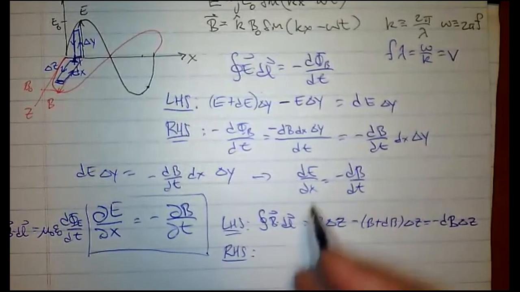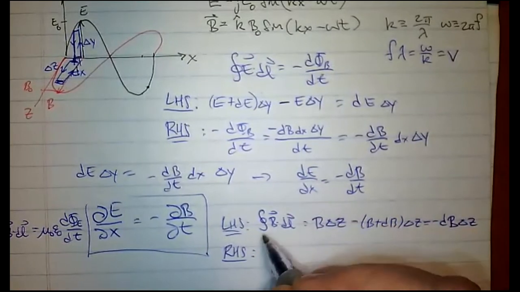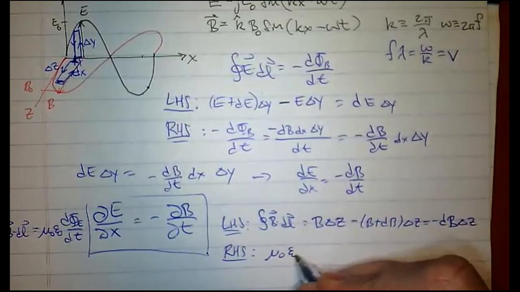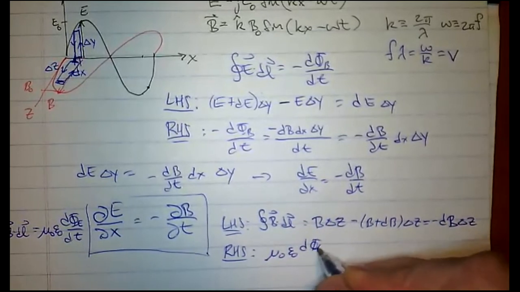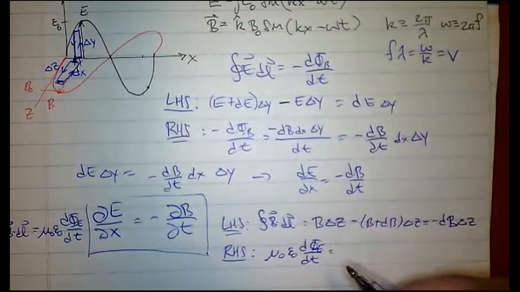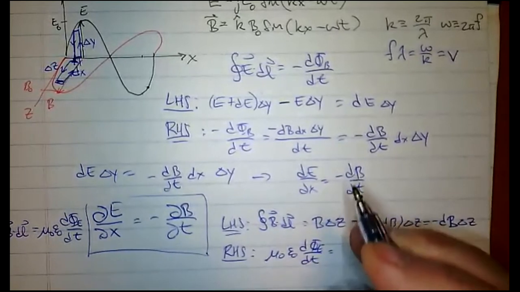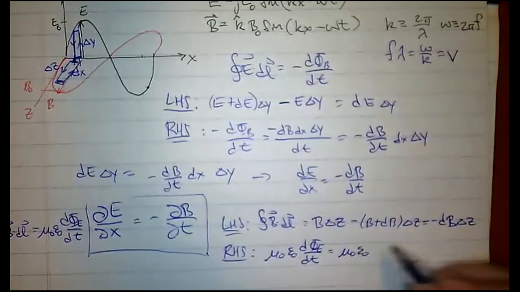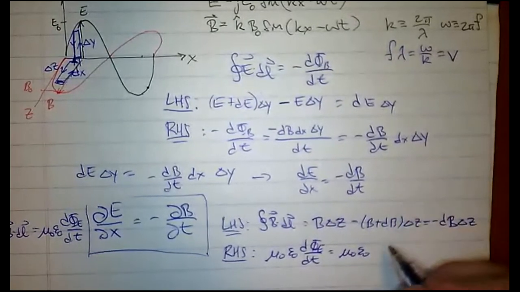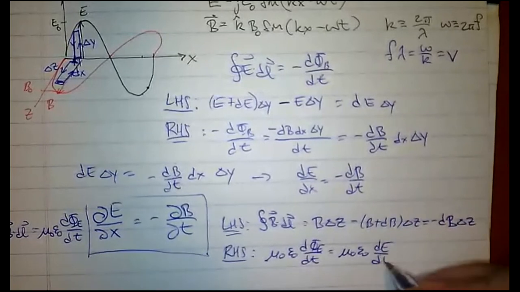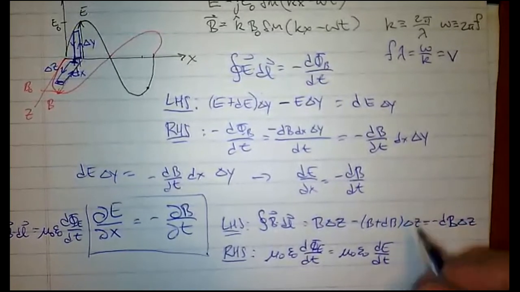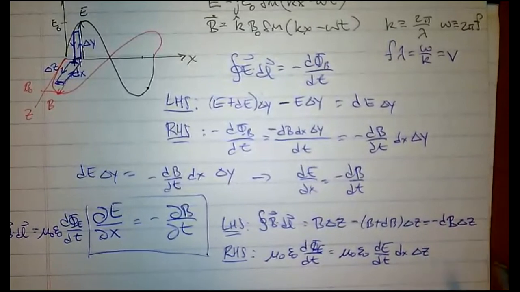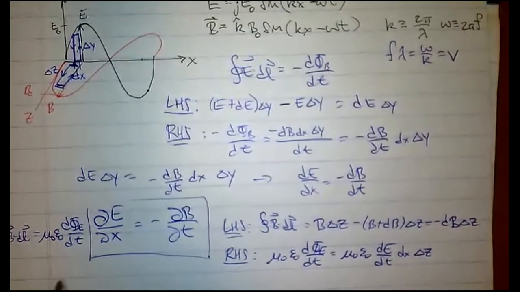So for this right-hand side, you can check it for yourself if you like. It's pretty straightforward. I'm just going to get mu 0 epsilon 0 d phi E over dt, which you can see is mu 0 epsilon 0, and then we're going to have dE dt. And then, of course, it's times dx and delta z. So we set these two equal to each other.